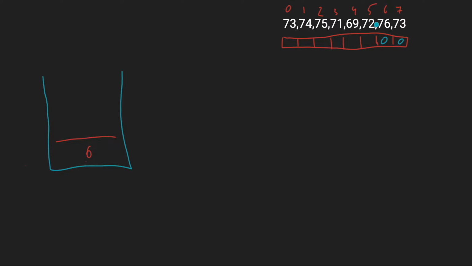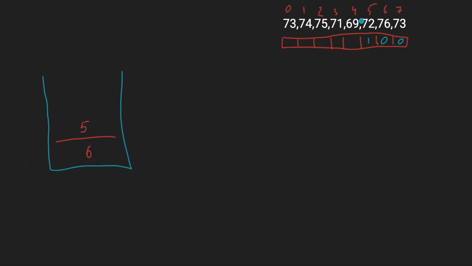Let's go to the next one, 72. 72 is less than 76, so we add its index to our stack. We are adding 5 here. How many values do we have in this stack? Only 1, right? So we set 1 here, which means that we need to wait 1 day to have a warmer day.